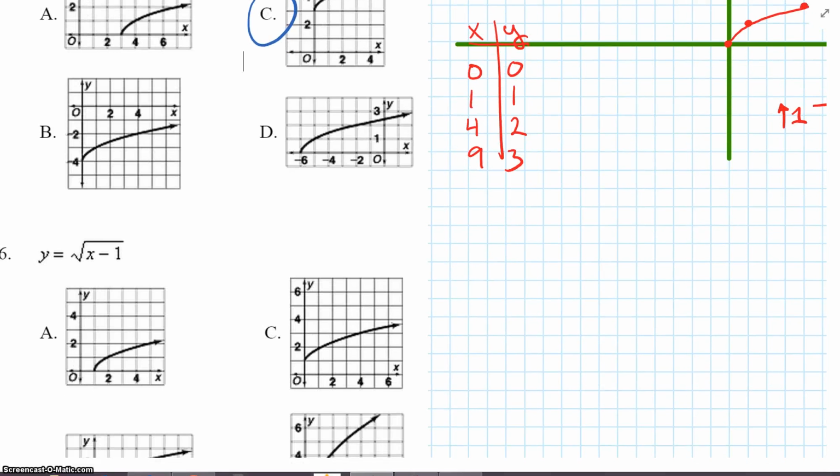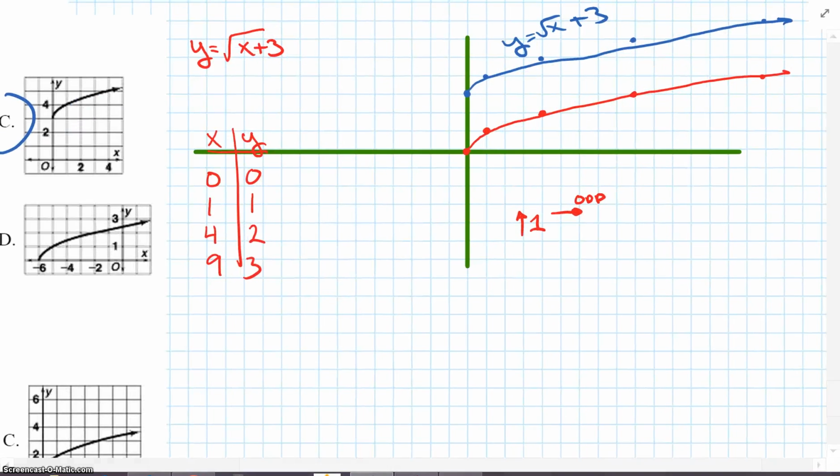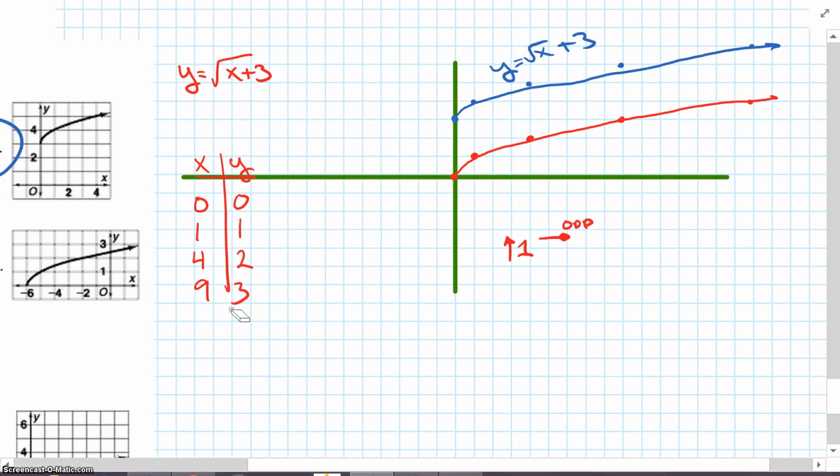Y equals the square root of x minus 1. So let's go back to here and erase all this. I have the square root of x minus 1. So that's going to translate me 1 unit to the right. Remember, you can think of it as the square root of x minus h, or you can think about what x has to be to make this 0. So we're going to translate this thing to the right one.